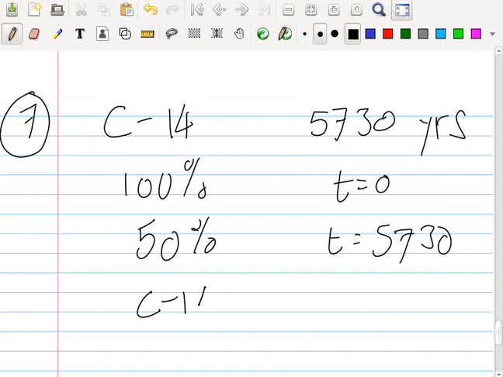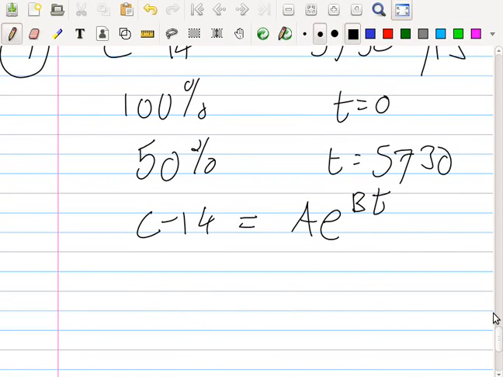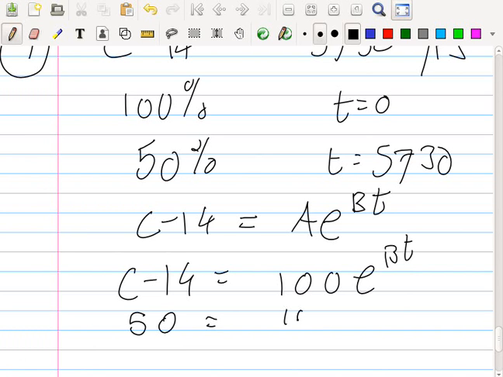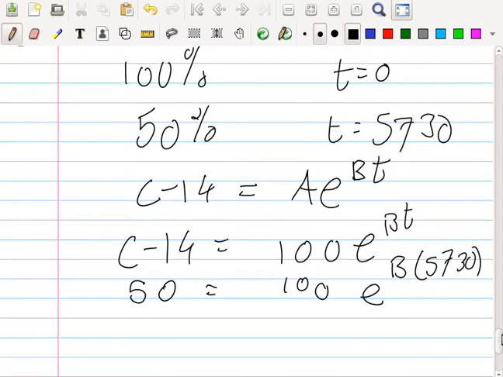So the level of carbon 14 equals, what type of model do you think we'll use here? Exponential, which is A e to the bt. Now, what is the A going to be here? 100%. Now let's put in our second line to get the B. So this will be 50% equals 100% e to the B times the time, which is 5730. Now divide by 100.